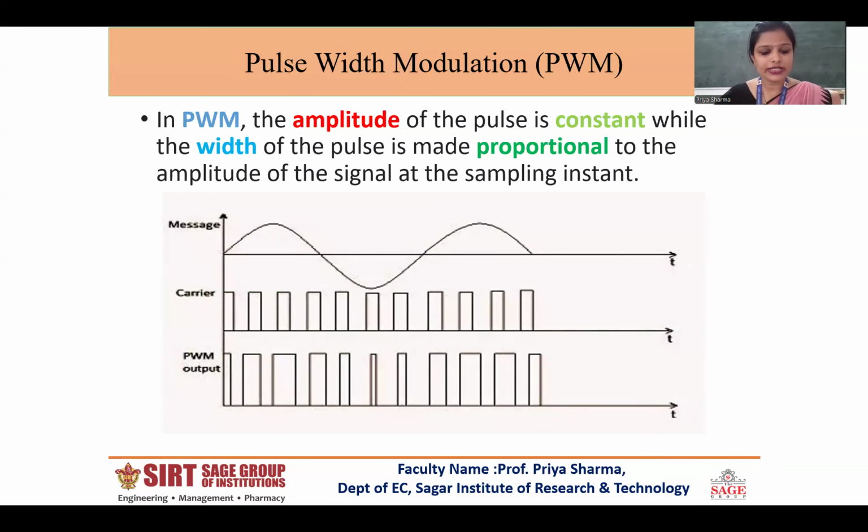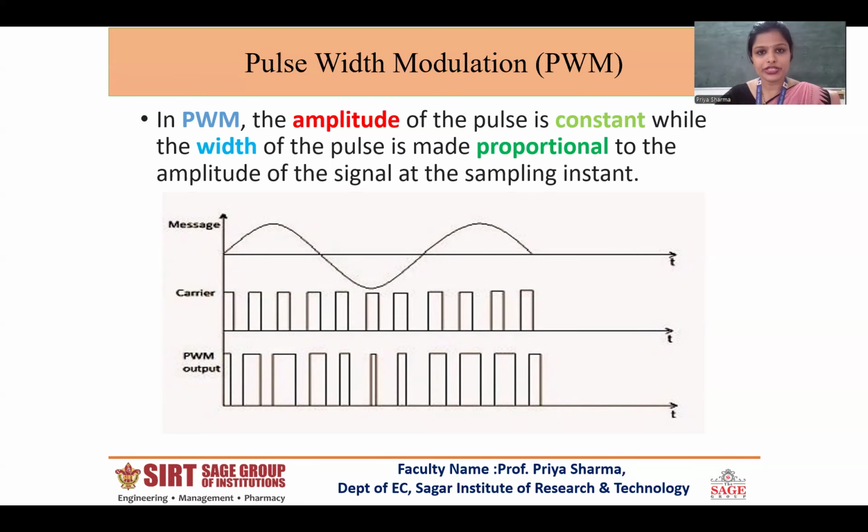So when the width of the rectangular pulse of a relatively higher frequency carrier signal comprising of discrete pulses is varied in accordance with the amplitude of the analog modulating signal, it is known as pulse width modulation. The amplitude of the pulse is constant while the width of the pulse is made proportional to the amplitude of the signal at the sampling instant. Pulse width modulation provides better noise immunity and allows use of amplitude limiters. It is also known as pulse duration modulation.